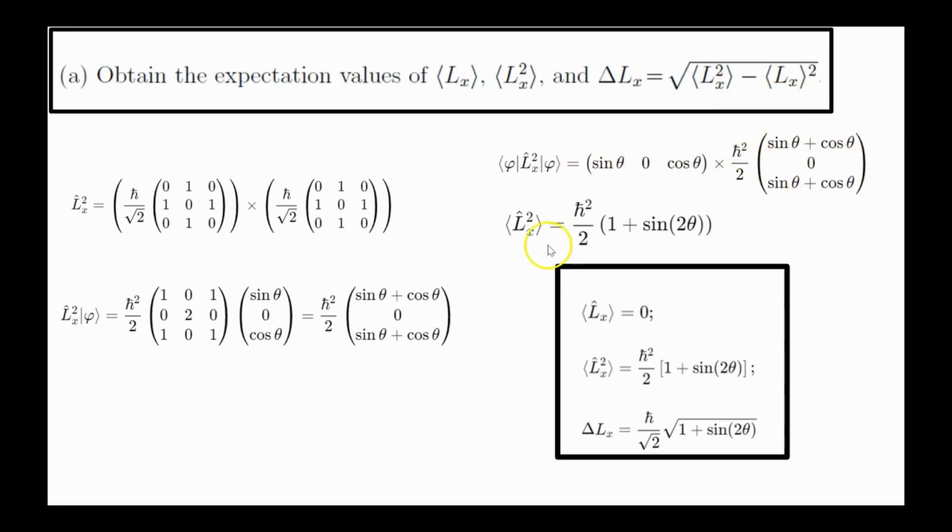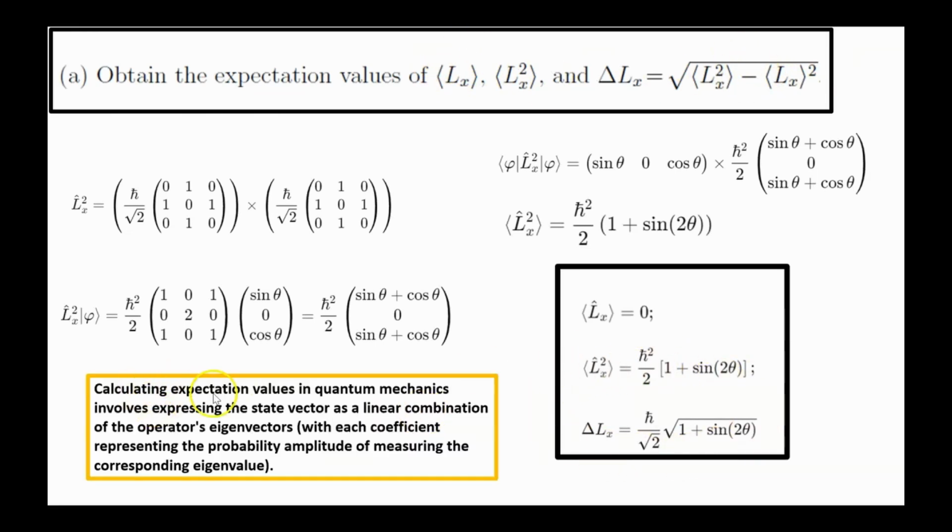And when you do this calculation, you find the average value of Lx squared is equal to h bar squared over 2 times 1 plus sine of 2 theta. This involves using a trigonometric identity. So what we have is the average value of Lx equals 0. The average value of Lx squared is equal to this. And then the uncertainty in Lx is equal to the square root of the average of Lx squared, which is this value, minus the average of Lx, squared. Well, the average of Lx is 0. Therefore, this is the uncertainty in Lx.